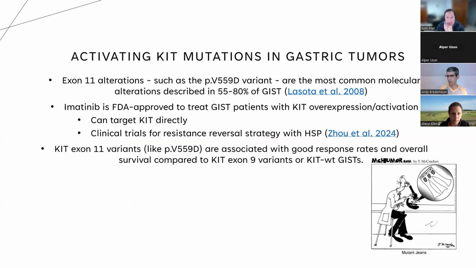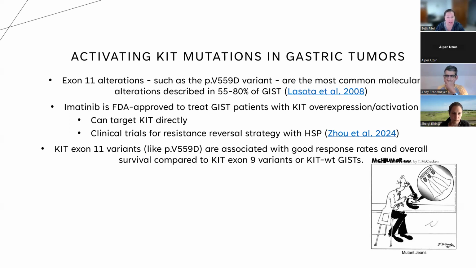And then I wanted to also touch on activating KIT mutations in gastric tumors. These are super common, often seen as in-frame deletions in KIT, with exon 9 and exon 11 being the most common. And exon 11 alterations, such as the one in our case, which is the 559D, are really common in GIST.